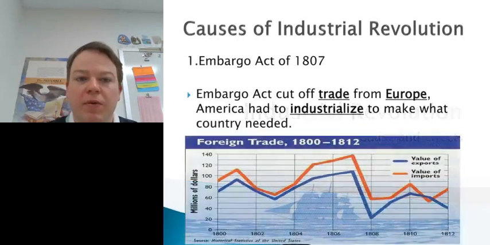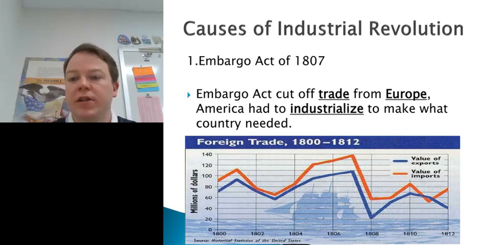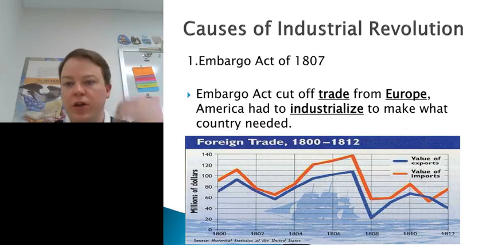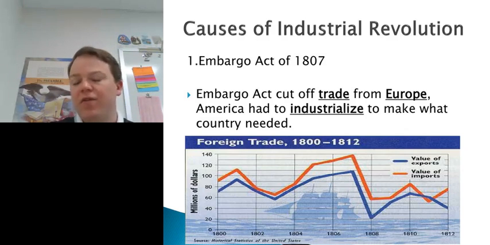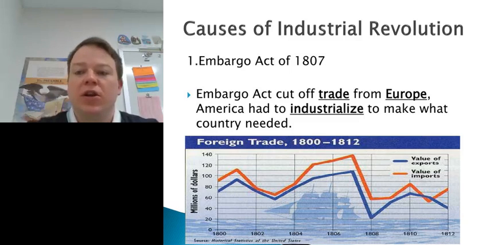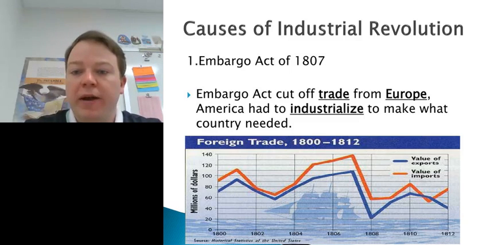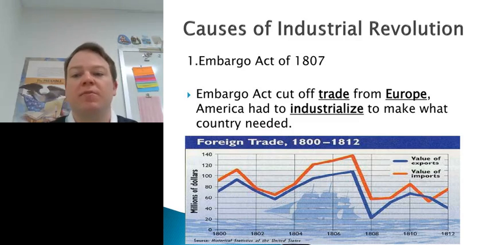First thing we're going to talk about with the Industrial Revolution is what kind of caused it. We're going to argue the Industrial Revolution kind of stemmed from the Erie Canal, but it was kind of already happening during this time period. One of the big things that's going to cause this to happen is going to be the Embargo Act. What we do kind of not so smart is the Embargo Act.